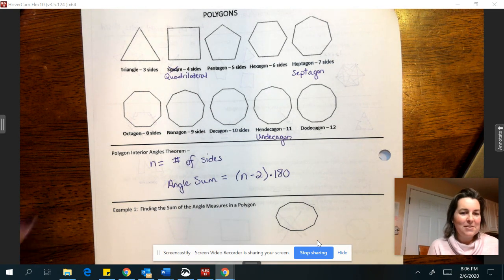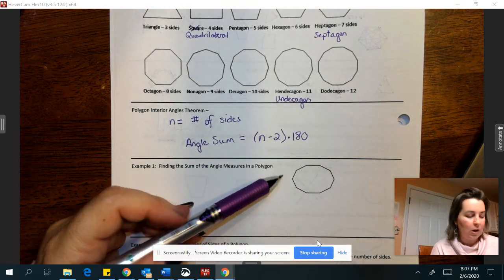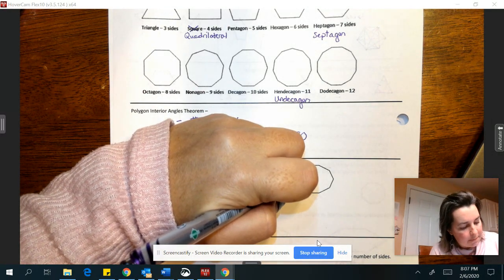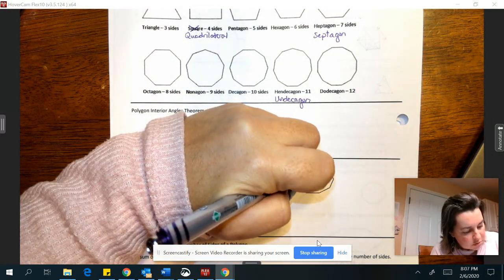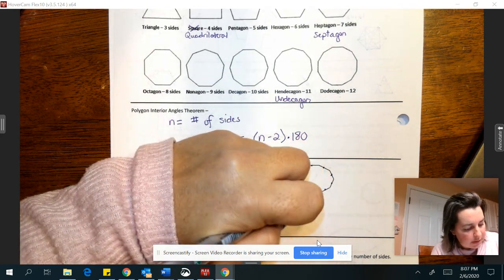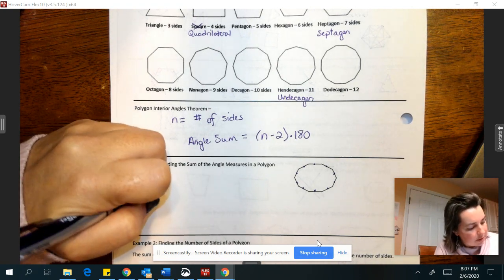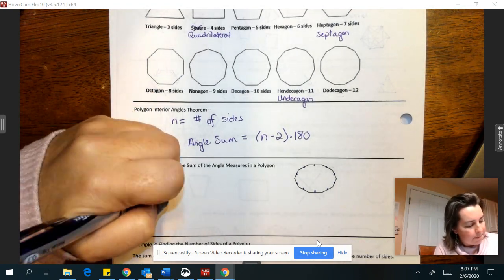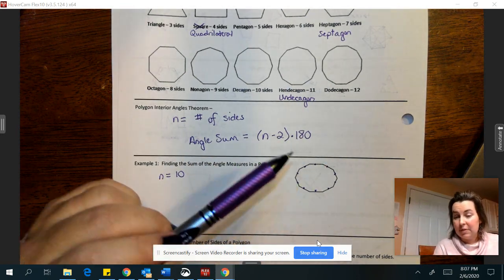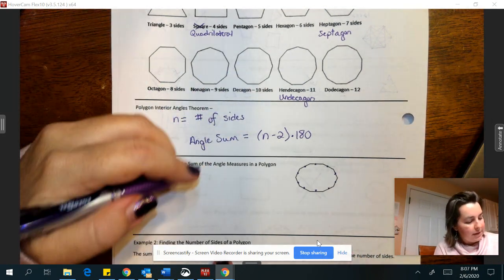Okay? So for the sum of the angle measures in a polygon, what you need to do is figure out how many sides it has. So I'm going to just put a dot on each side so I can count them. 1, 2, 3, 4, 5, 6, 7, 8, 9, 10. So this has 10 sides. So I'm going to put the number of sides is 10. And you should kind of get in the habit of thinking it has 10 sides. What's a polygon with 10 sides called? It's a decagon.